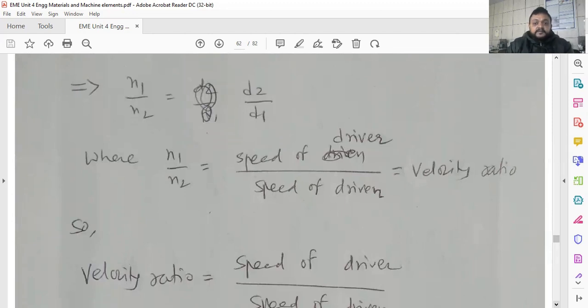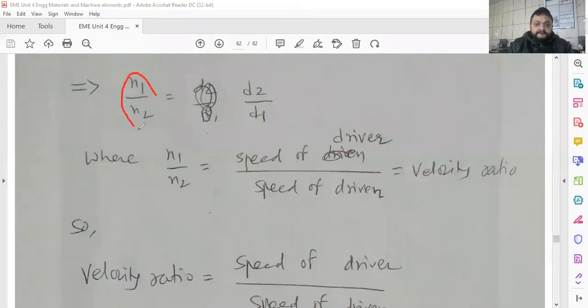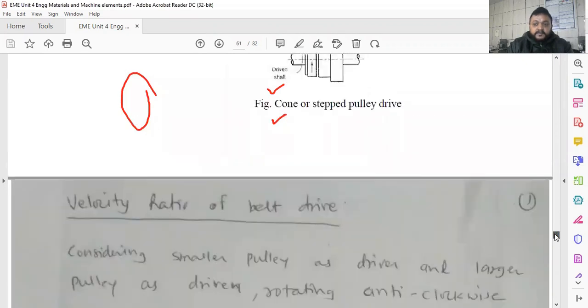So what happens here? Suppose you have to increase the velocity ratio. Suppose your speed is constant, but you have to increase the velocity ratio. Then what you have to do is increase d2 or decrease d1. This fundamental can be used to change the velocity ratio, as in the step pulley that I will explain, where the diameter of the pulley is changed.